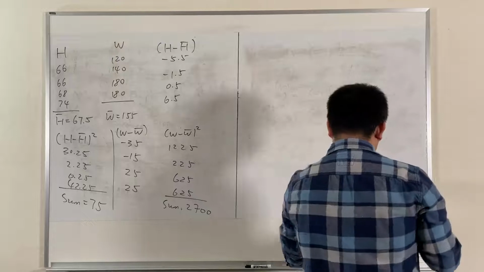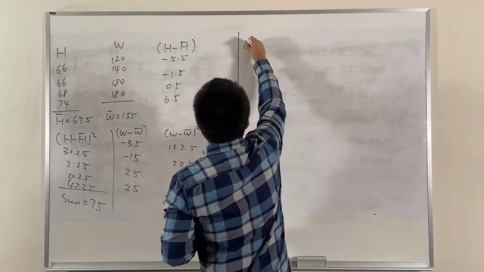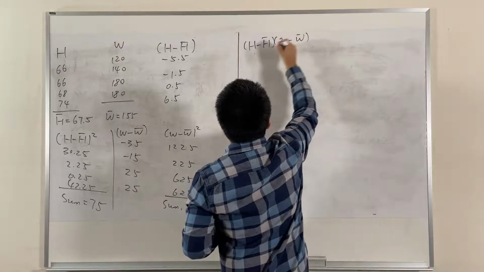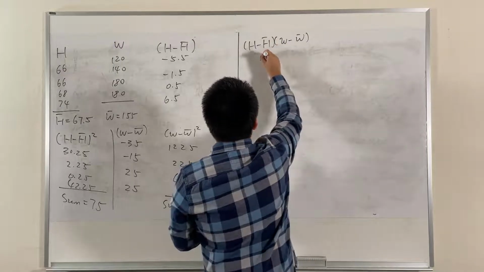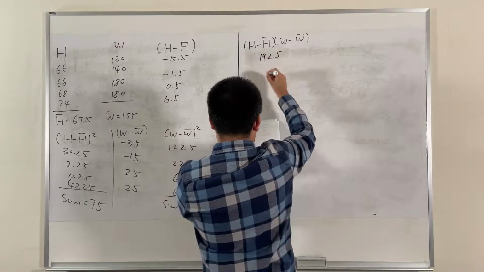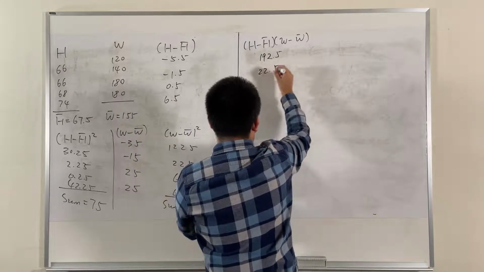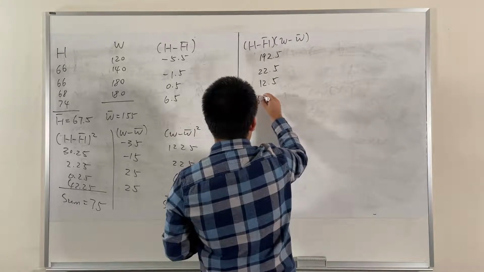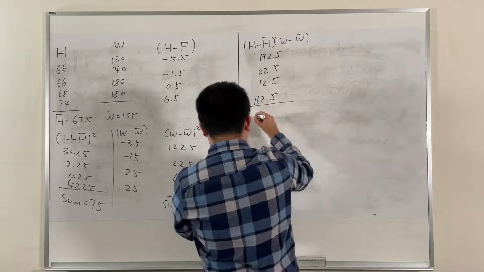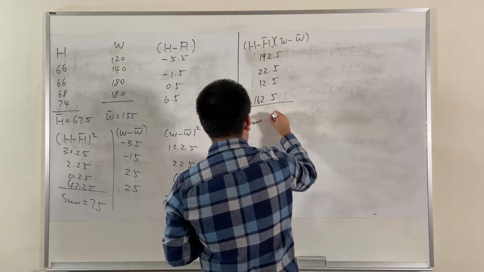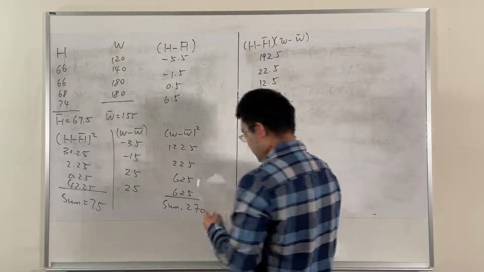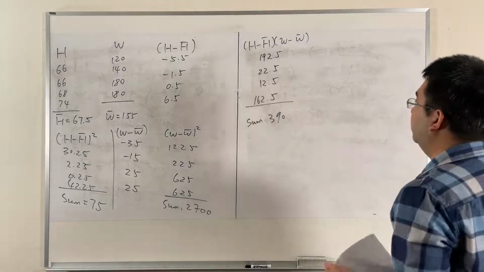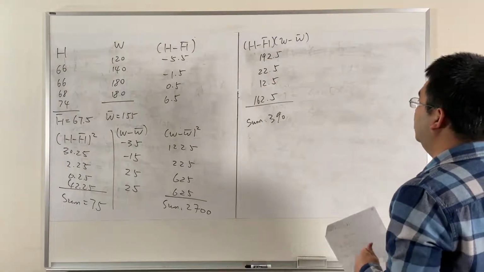Okay, so the next value we need is h minus h bar times w minus w bar. So this one's 192.5, 22.5, 12.5, 162.5, and then again we're going to sum it up. The sum is 390. Okay, so I think we have all the values that we need. So let's do it.